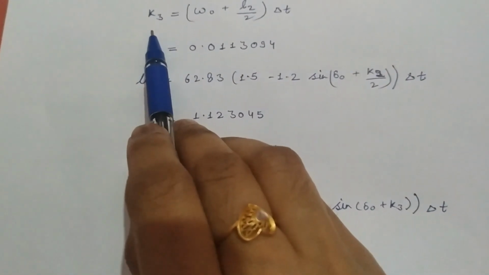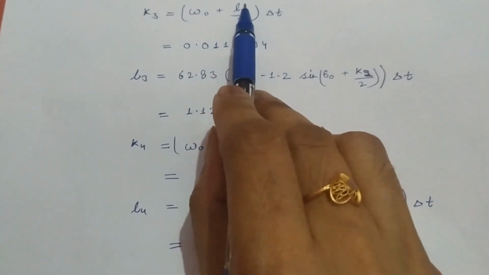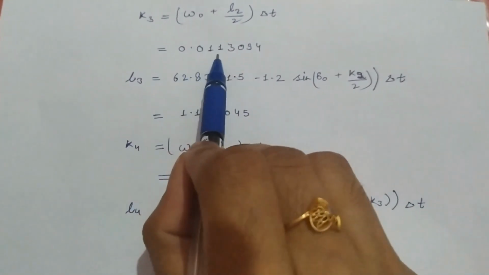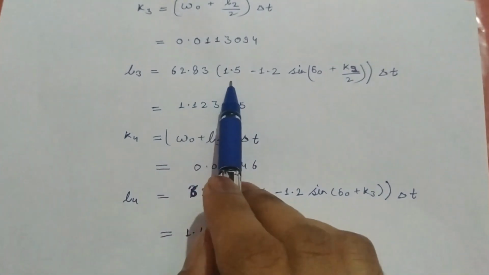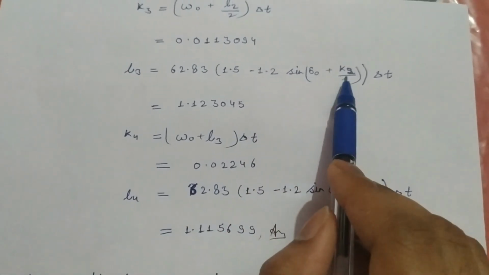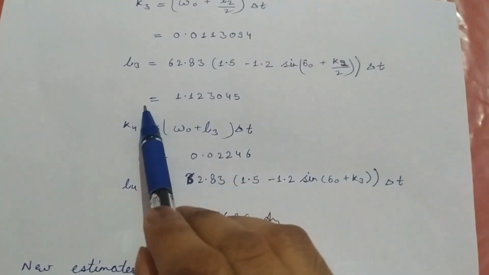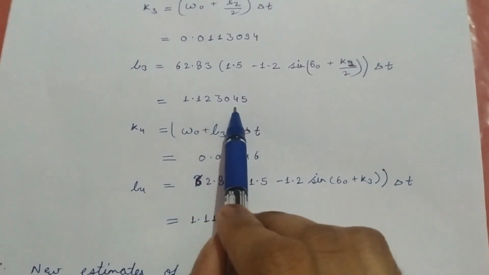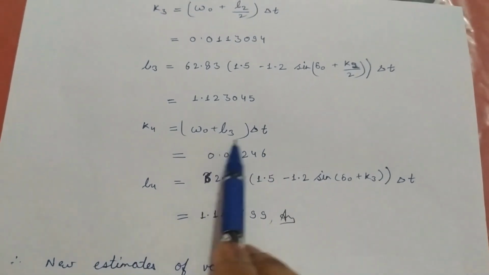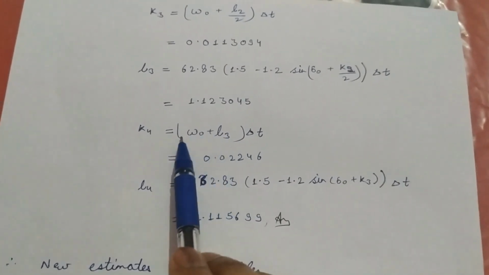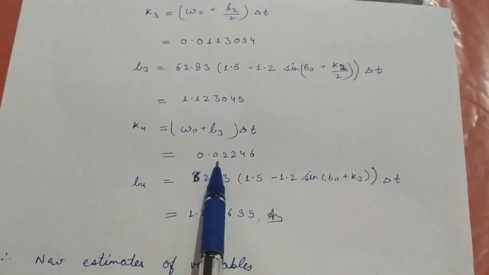Similarly we can calculate the value of K3, which is equal to omega naught plus L2 by 2 into del T, and we have already calculated the value of L2, so it comes out to be 0.0113094. And L3 is equal to 62.83 into 1.5 minus 1.2 sine of delta naught plus K2 by 2, into del T. If we put the value of del naught, K2 and del T, we get the value of L3 equal to 1.123045, and K4 is equal to omega naught plus L3 into del T, and if we put the value of omega naught, L3 and del T, we get the value of K4 is equal to 0.02246.